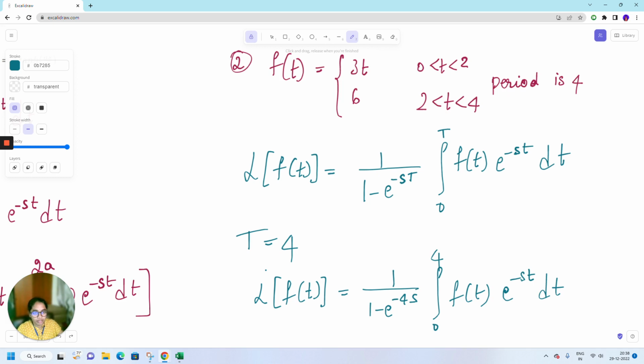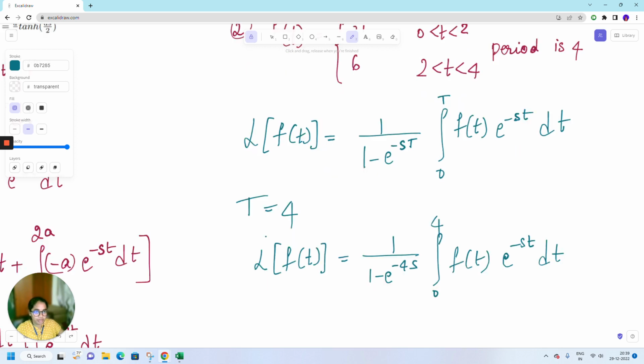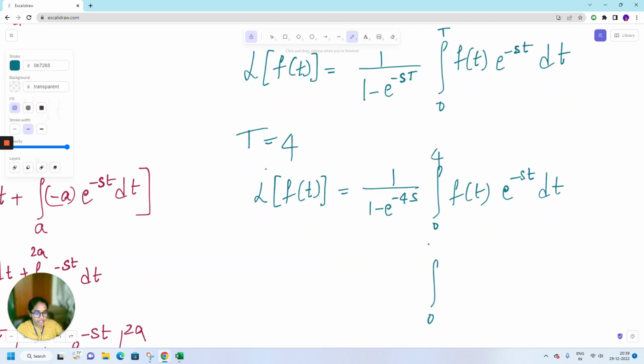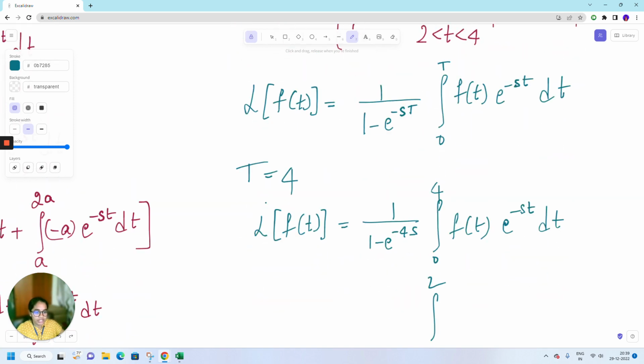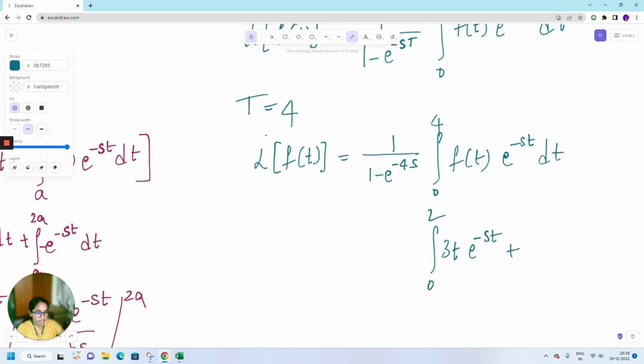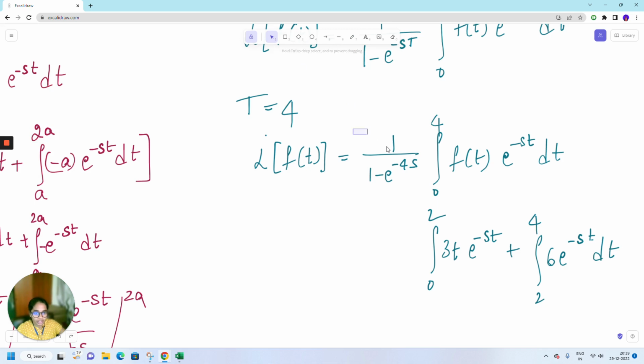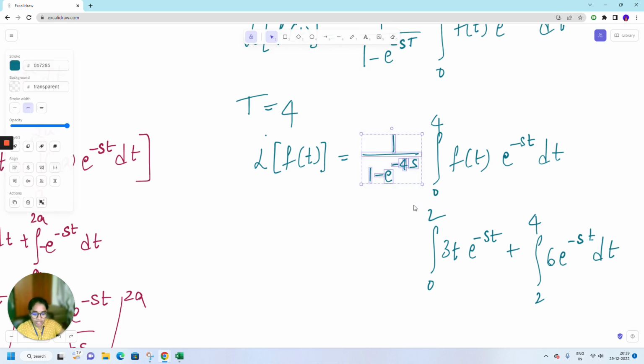What else have they given? What is the next step? We would have to substitute the f of t value. As you can see, f of t value is varying. Let me write that information in my problem. From 0 to 2, f of t value is 3t, so 3t e power minus st, plus from 2 to 4, f of t value is 6. Right? From 2 to 4, the value is 6. And e power minus st dt remains as it is. This part just comes for every step.